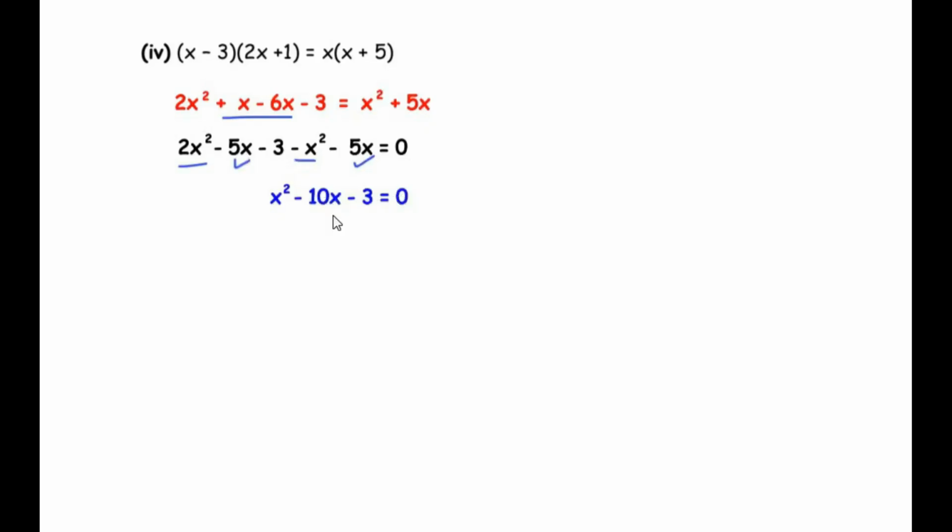Now you cannot simplify it further and you can see that the highest power of x here is 2. So this given equation is going to be a quadratic equation. So here we have written, yes, the equation is quadratic equation.